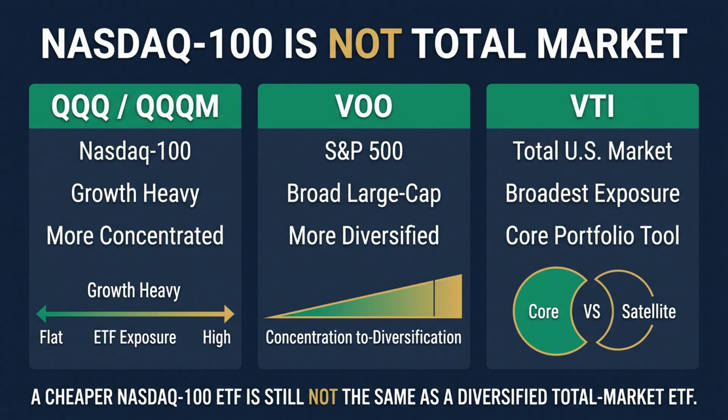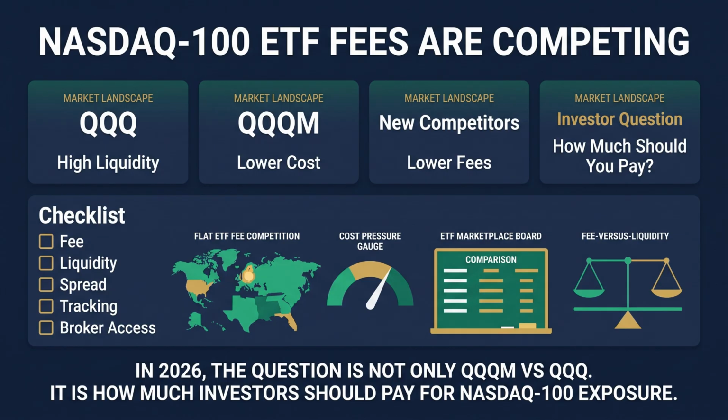So, for many investors, QQQM may work better as a satellite position than as the entire core portfolio. A cheaper Nasdaq-100 ETF is still not the same as a diversified total market ETF. This is important because someone may switch from QQQ to QQQM to save on fees, but still remain heavily concentrated in the same growth-heavy exposure. And in 2026, there is another wrinkle. Nasdaq-100 ETF fees are becoming more competitive. The Nasdaq-100 ETF market is becoming more competitive.